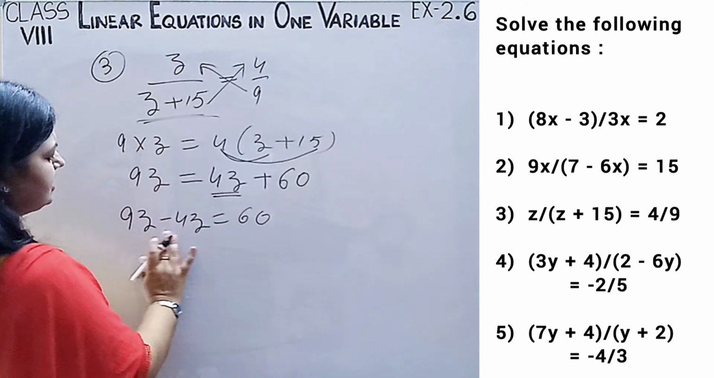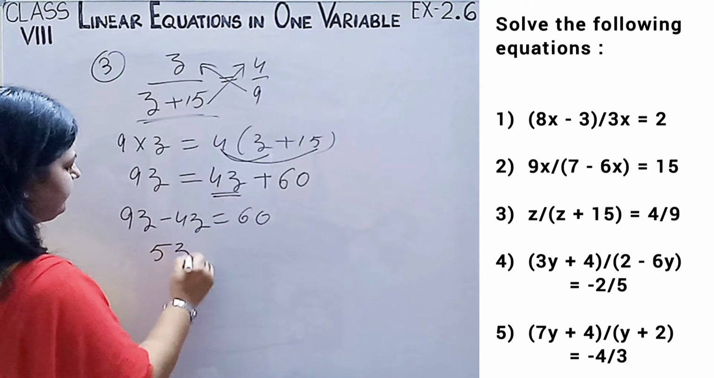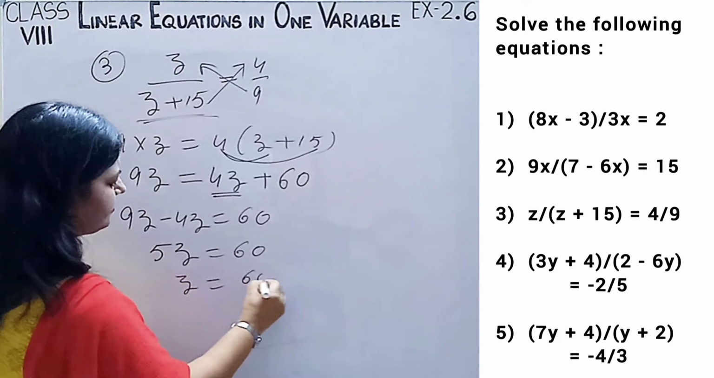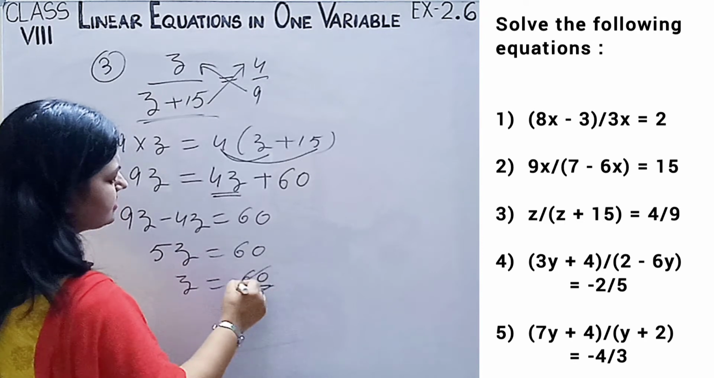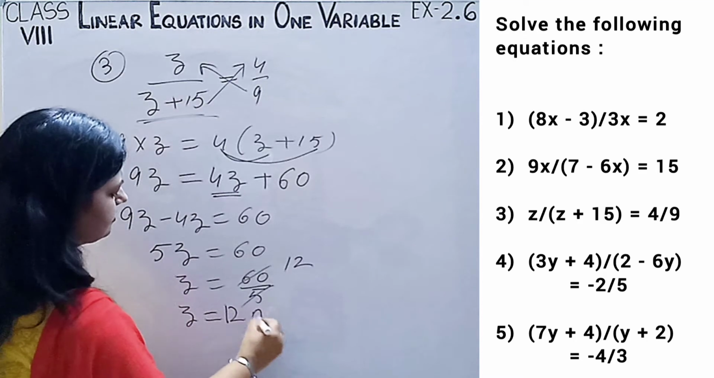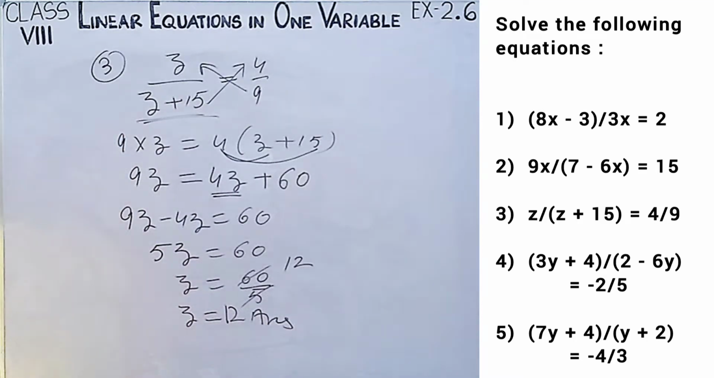So 9z minus 4z we get 5z is equal to 60. So z is equal to 60 upon 5. 5 ones are 5, 5 twos are 10. So value of z is 12. Answer. Question number 4.